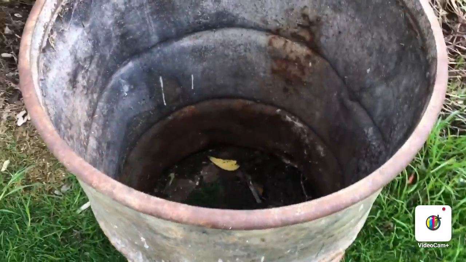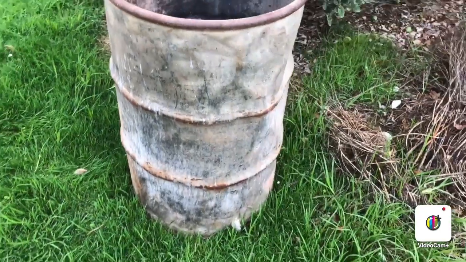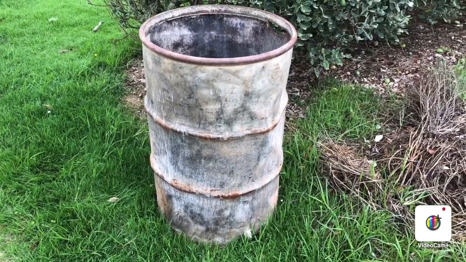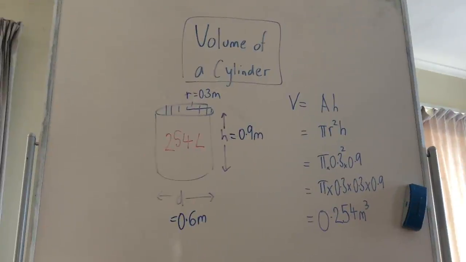So that cylinder there looks pretty worse for wear. Calculate the volume on that. So the volume of a cylinder is 254 liters. 254 liters there in red is talking about the cylinder with height 0.9 of a meter, 0.6 meters in diameter D. So R is 0.3 of a meter, D is 0.6 of a meter.